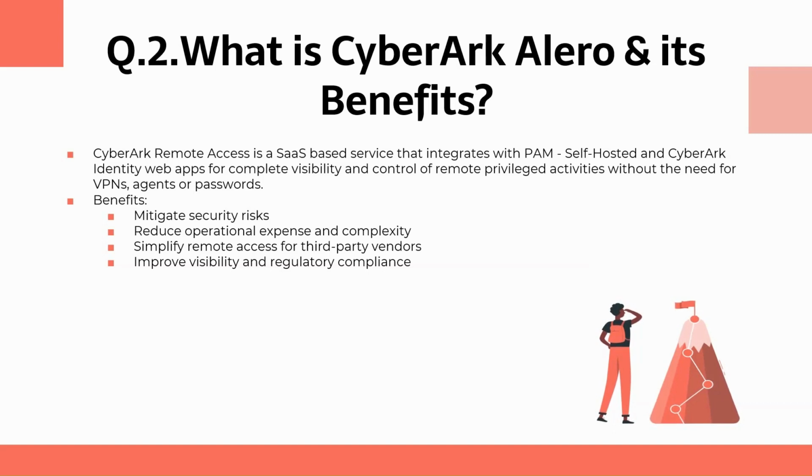You don't need to install anything. You just need to configure the Alero, and it will work with your mobile. You need to install an application on your mobile phone, and then you can just scan the QR code and you will be logged into the Alero dashboard. And from there you can directly connect to your PVWA.